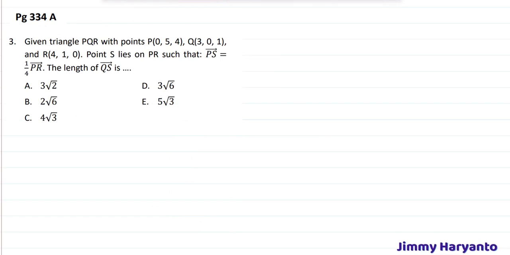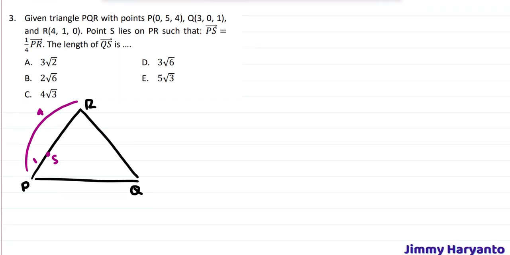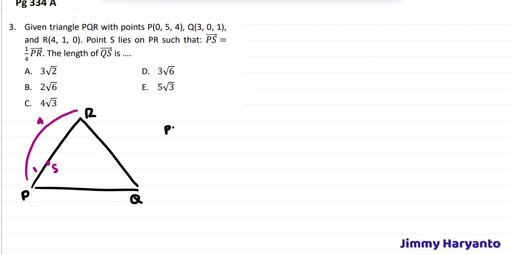Still in 334a, given that the triangle PQR lies on the, let's draw it a bit. This one is P, this one is Q, this one is R. And then the point S lies on PR such that PS equals 1 over 4 PR. So this one is 1, this one is 4. PS equals 1/4 of PR. Like this. And then find the magnitude of QS. We have to find the QS. Okay, let's try to find PR first. PR.